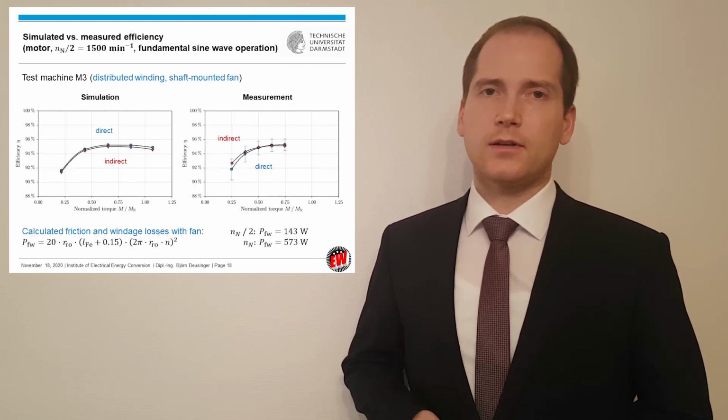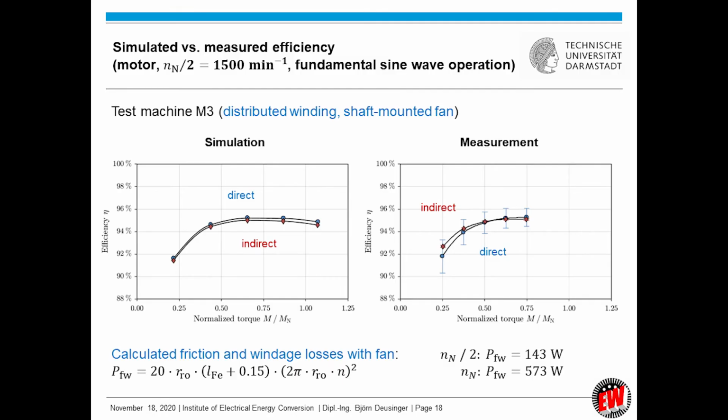Due to the limitations of the converter of test machine 3, this machine could only be operated at half the rated speed. But, like before, a good accordance is visible. The friction and windage losses of this machine are much higher than before. As no-load test with unmagnetized rotor was not possible, the losses were calculated with the given formula, where RRO is the outer rotor radius and LFE is the active iron length.